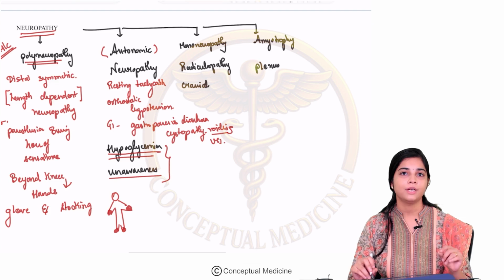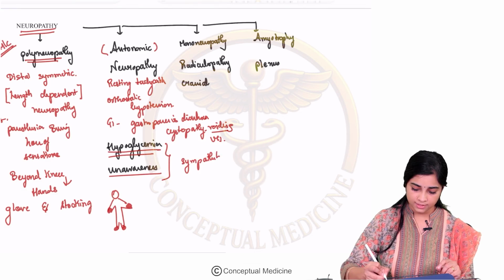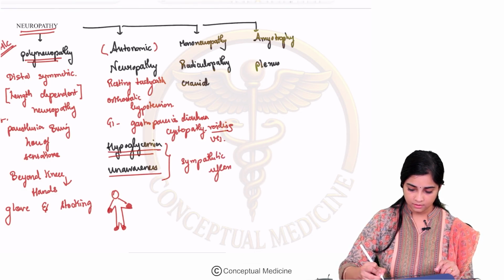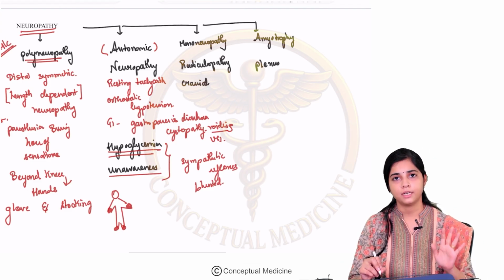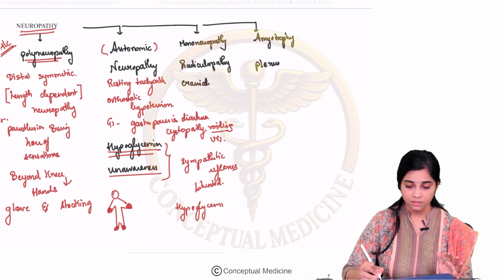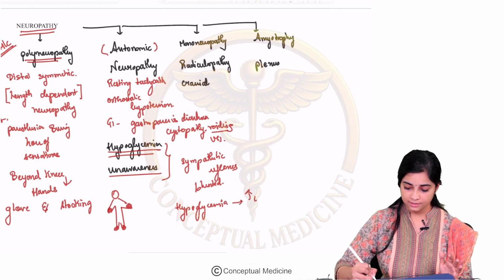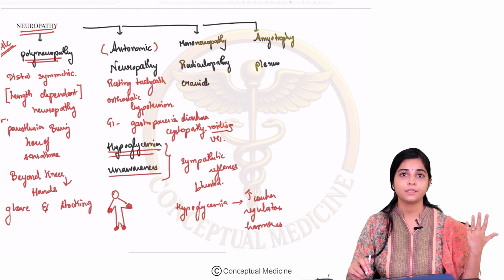Whenever you have autonomic neuropathy, your sympathetic reflexes are blunted. So whenever a patient has hypoglycemia, what will happen? There will be an increase in the counter-regulatory hormones. So what are your counter-regulatory hormones? The catecholamines and the glucagon, so that they try to increase the blood glucose.